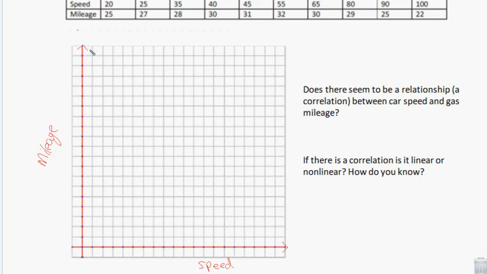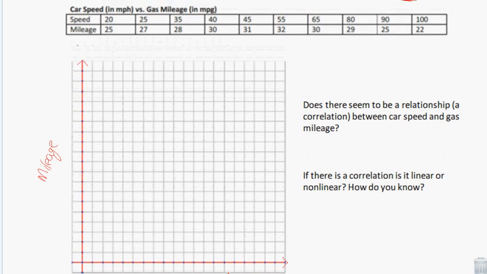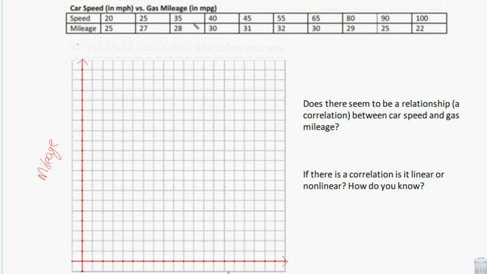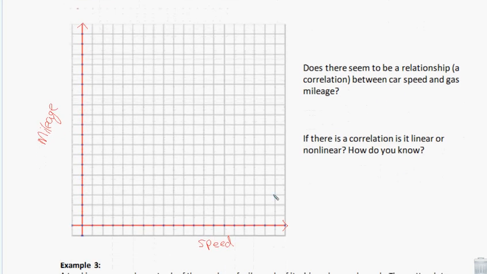Now I want you to make your scale like mine. When I look at the speed, I decide that I want to actually go by fives, but I'm not going to label every 5. I'm going to label every other. So if this is 5, this one's 10, 15, 20, and so on. If you can label your x-axis for me.